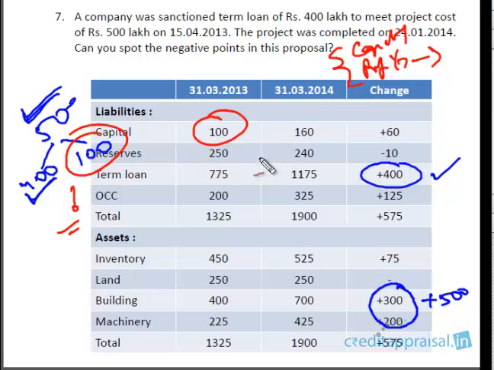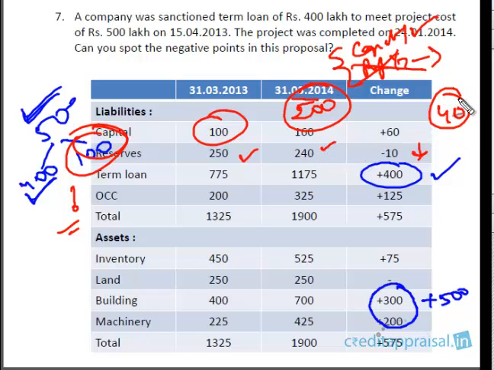But if you see, actually the reserves have come down. So 250, 240. So this company has actually made a loss in this financial year 2013-14. So there's no question of the profits being used for capital. There's a loss here. So the capital had to be definitely 100 plus 100, 200, it should be there. But if you see, capital is only 160. There's a shortfall of 40.